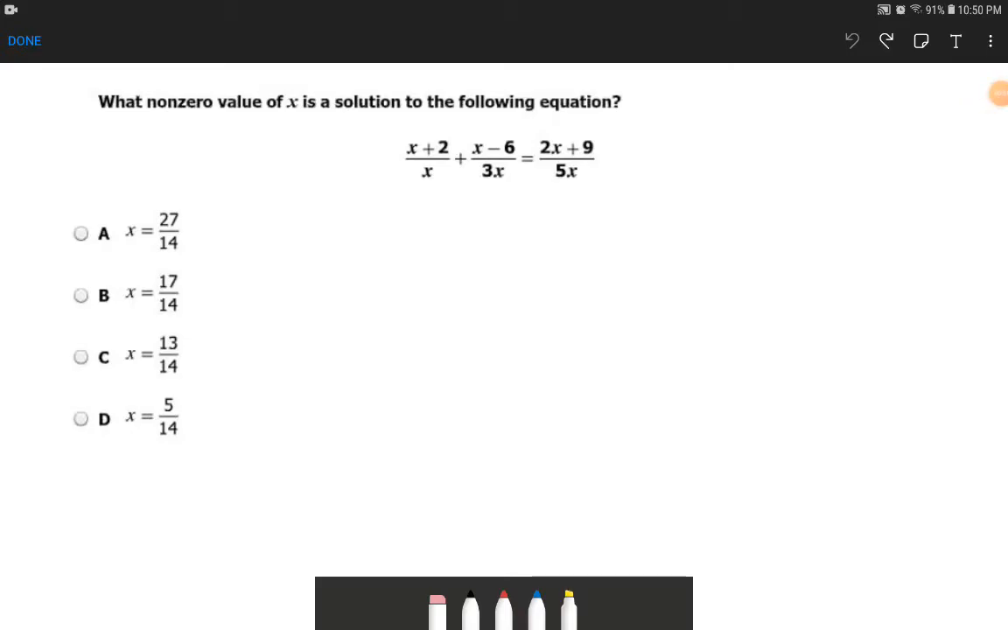Hello everyone, my name is Michelle, and today we are going to be reviewing questions 11 through 15 on the 2015 Virginia Algebra II SOL. So here, question 11. What non-zero value of x is a solution to the following equation?